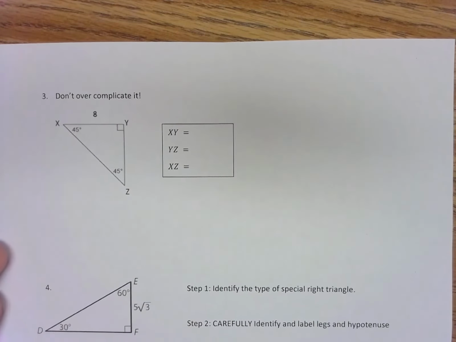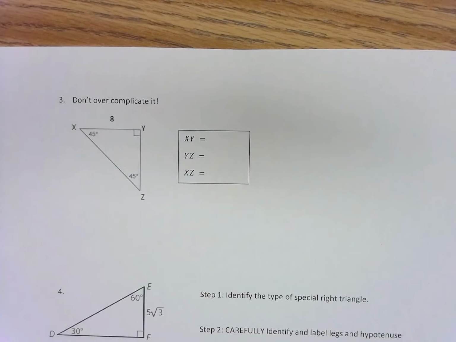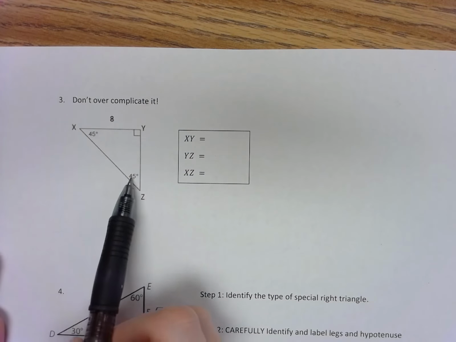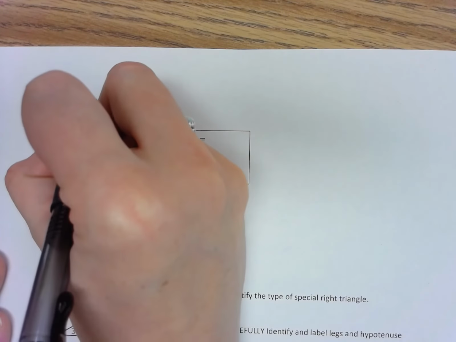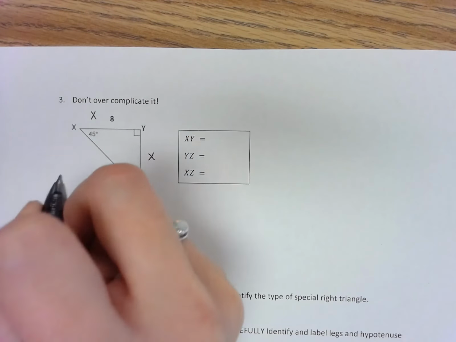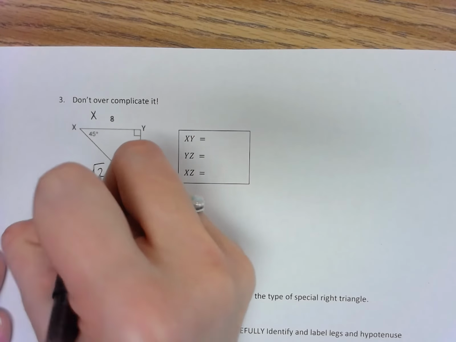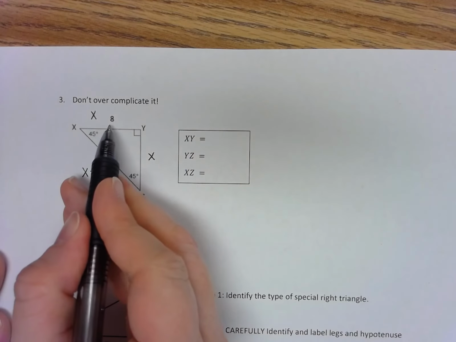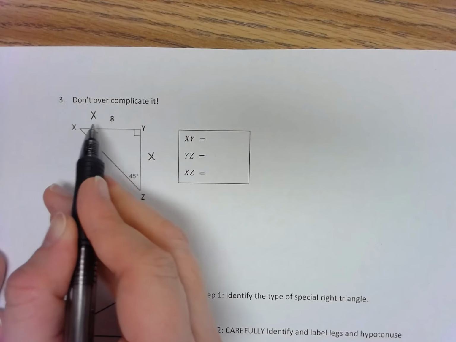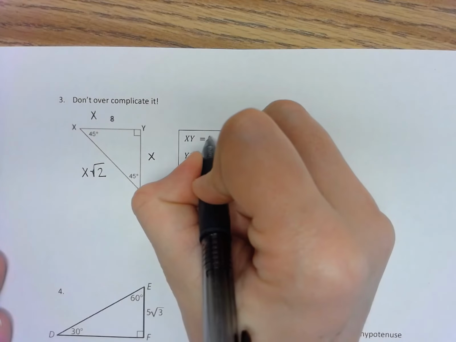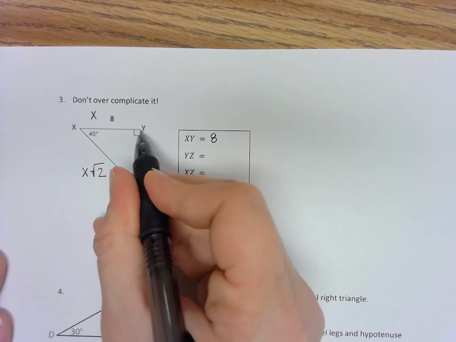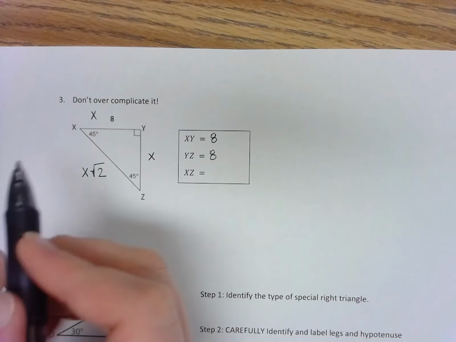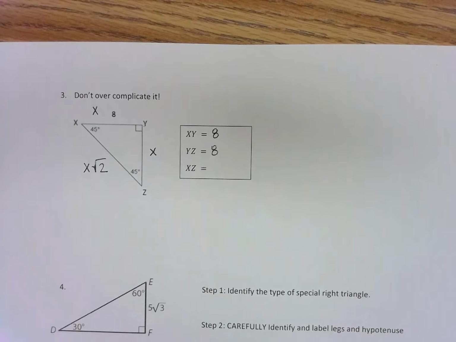Let's take a look at example number 3. Notice the note. Don't overcomplicate it. Sometimes we can just look at the picture and quickly be able to solve and identify. Notice again it is a 45, 45, 90. So of course our legs are going to be represented by x, and our hypotenuse is x the square root of 2. So notice if our leg is x, this side is already given to us, XY, so that is an 8. And also YZ is an 8. So both of those are equivalent and both represented by 8.